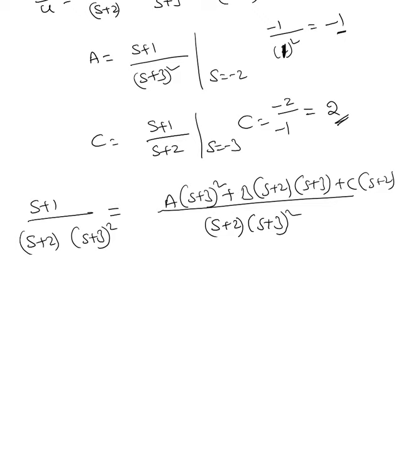So to find out b, all I need to do is equate the s square term. So here the s square term is 0.